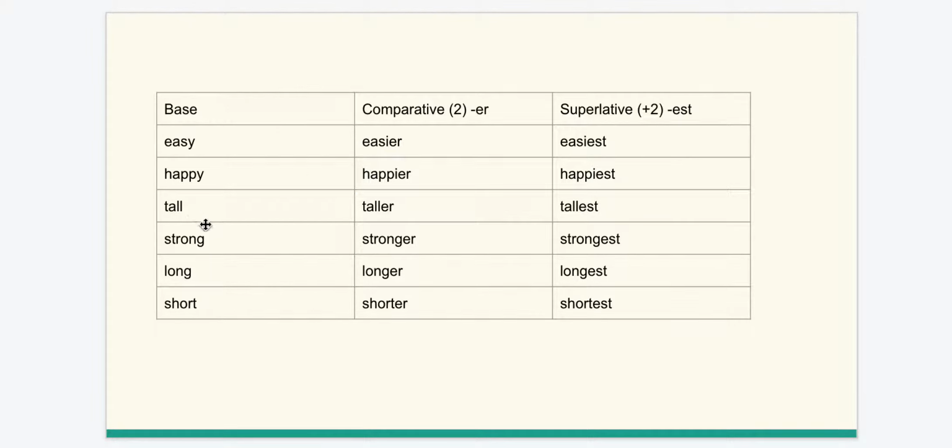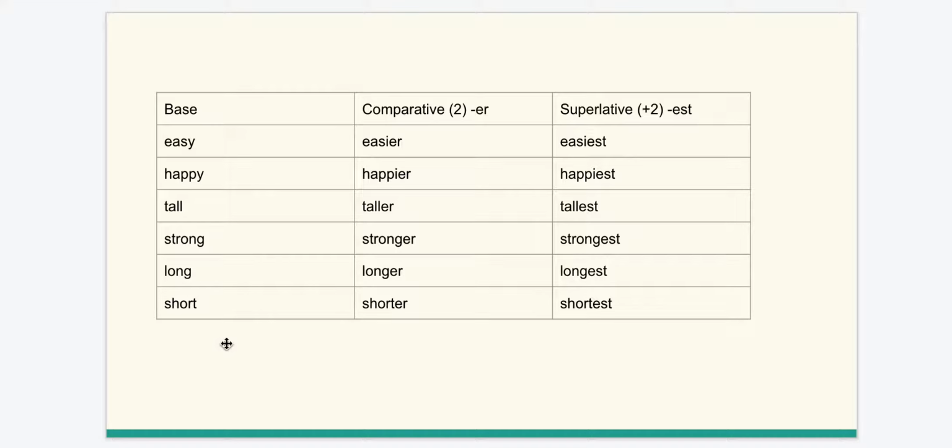So when I have tall, I go taller if I'm comparing two things. But if I said I'm the tallest in the room, I'm comparing myself to everyone else. That's more than two, so I add EST. Same with strong. So that's my base word. But if I want to say I'm stronger than him, I'm just talking about me and him, so I'd add my ER. But if I said I'm the strongest person in the room, I'm comparing myself to everyone else. So I'd want to add my EST because that's more than two.